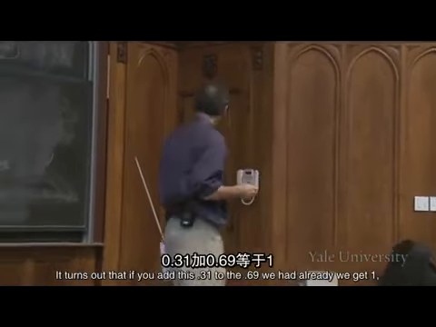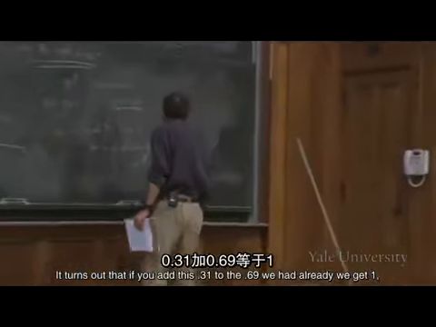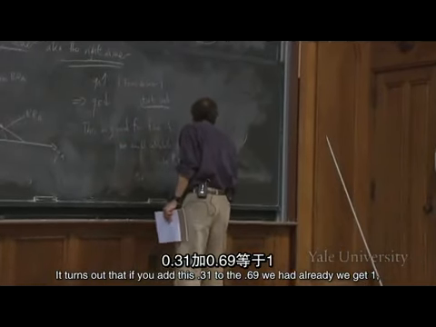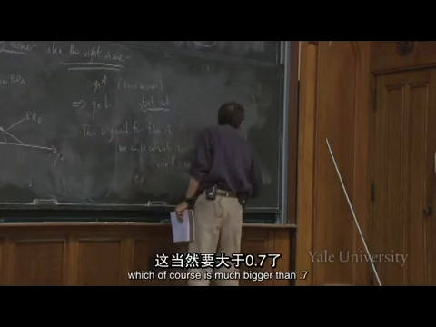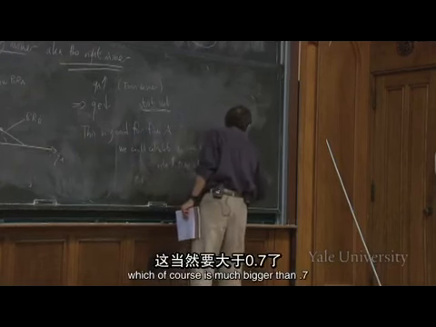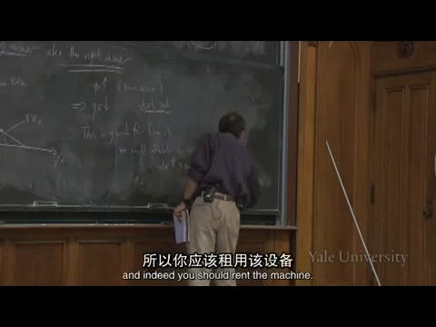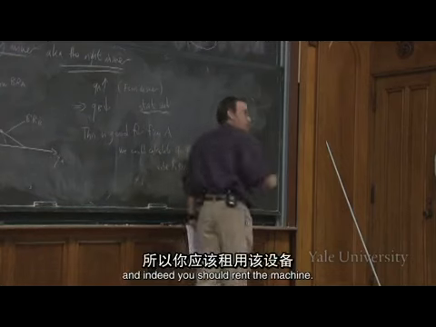All right? It turns out that if you add this 0.31 to the 0.69 we had already, we get 1, which of course is much bigger than 0.7, and indeed you should rent the machine.